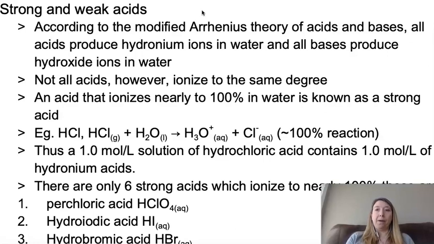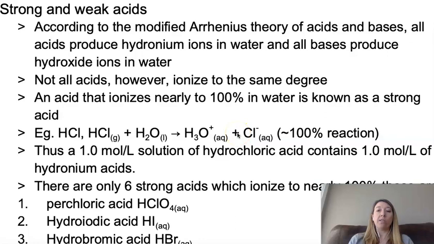Okay, so when we talk about acids, we said that acids have hydrogen and they are going to ionize to produce that hydronium ion for us. So the difference between a strong acid and a weak acid basically comes down to how much of this reaction actually occurs. For strong acids, this reaction goes to completion. When we say something goes to completion, that means all of the reactants turn into products.